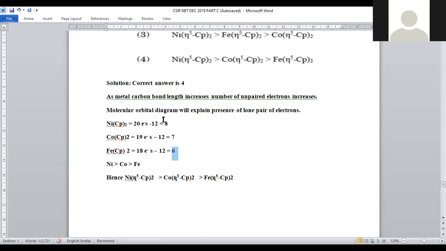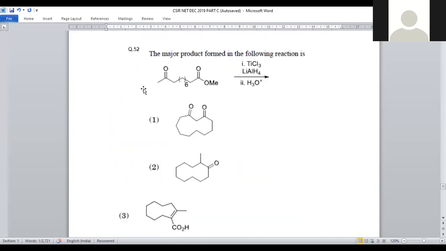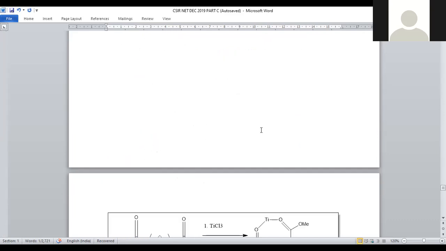Let us move on to question number 52, where we have a long chain carbon with ketonic and ester groups provided, and it should be treated with titanium trichloride in the presence of lithium aluminum hydride, followed by hydrolysis carried out under acidic conditions. Let us see what will be the product. In order to get this, first we have to treat the compound with titanium trichloride.